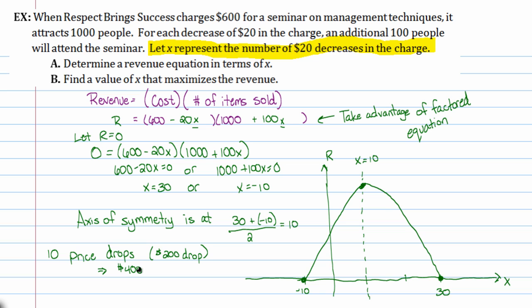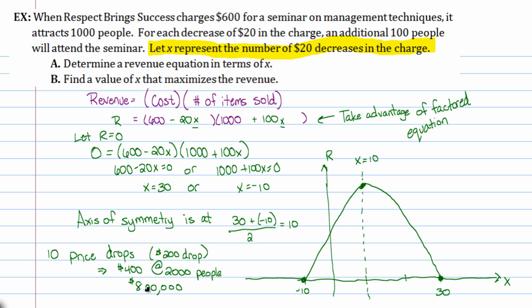But remember, for each price drop, we gain 100 people. So we gained 10 sets of 100 people. In other words, we gained 1,000 people. So we're attracting the original 1,000 plus another 1,000, 2,000 people. And if you multiply those two numbers, we will have 8 with 1, 2, 3, 4, 5 zeros, $800,000. It will be our profit, or our revenue, I'm sorry.